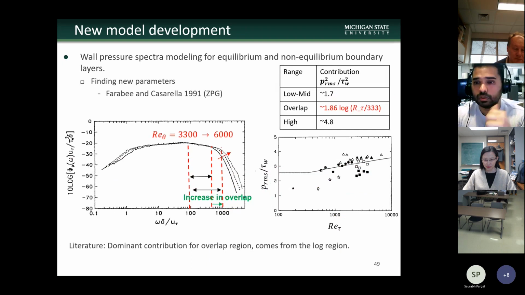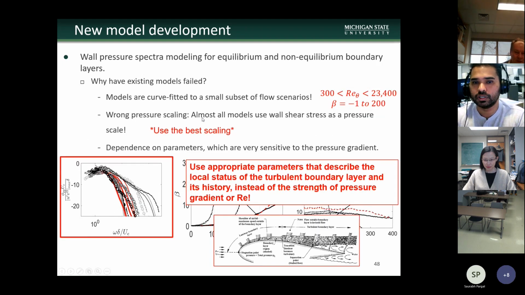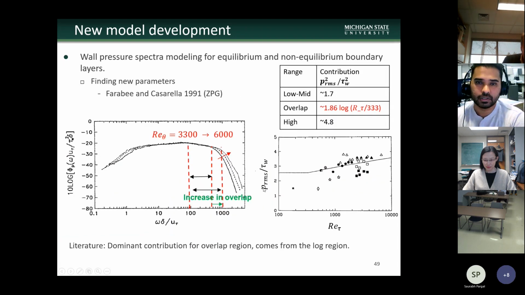So we have basically already finished the first two points, right? So we wanted to focus on the third point, to look for the right parameters. To do that, we went back to the literature. This work was done by Farabee and Casarella, in which he plotted the power spectral density of wall pressure fluctuations, and he found that when you increase the Reynolds number going from 3300 to 6000, which is a very good Reynolds number range, we have an increase in the overlap range. Based on his work, he found that the dominant contribution to this increase in overlap range comes from the logarithmic part of the turbulent boundary layer, right?